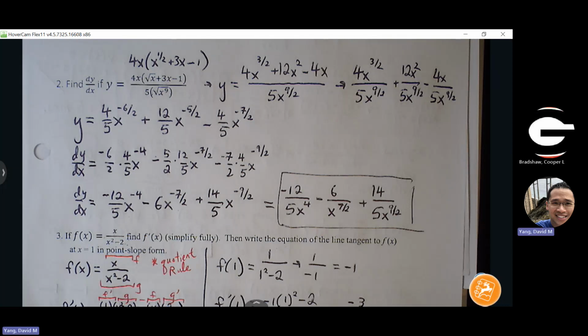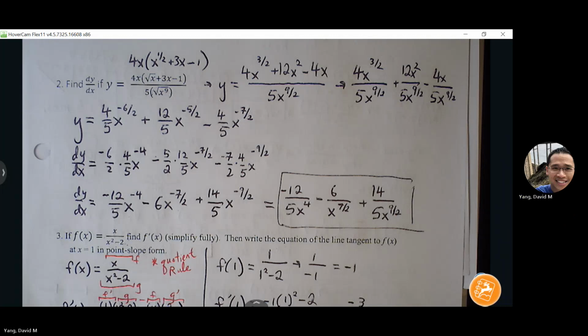But on my key, I did make a mistake with this negative sign here. So if you got your answer being, yeah, this is correct here. It should be a plus there at the end.